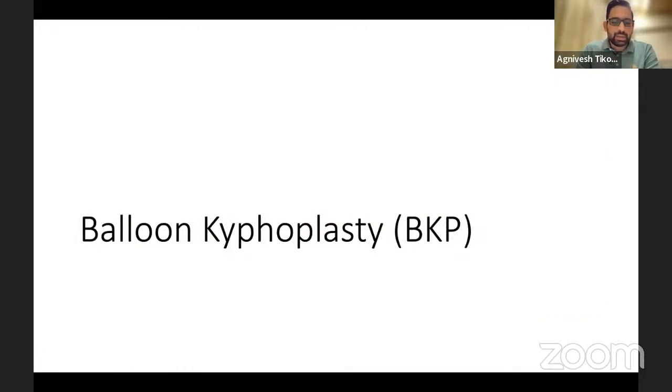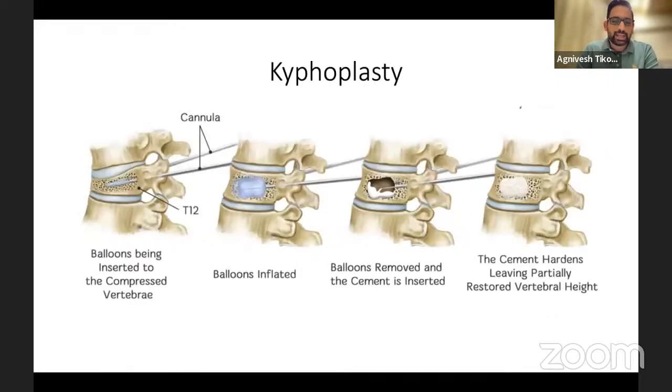The other procedure is balloon kyphoplasty, which actually is an expensive vertebroplasty. So what it does is that it goes in through the pedicle. It inflates a balloon, which is believed to restore the vertebral height, and you fill a high viscosity cement into this cavity which you have created.